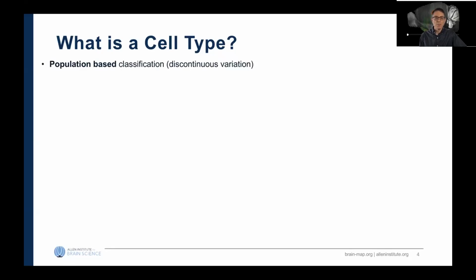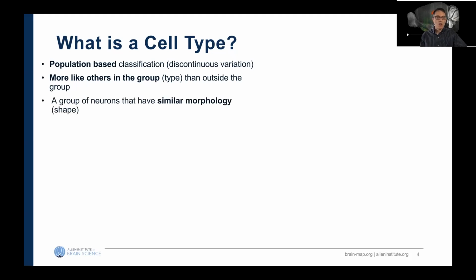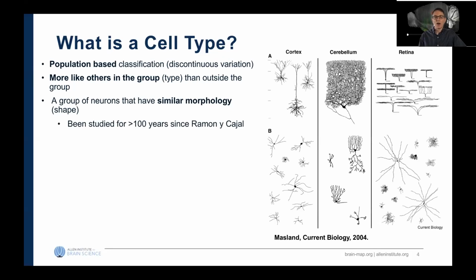So first of all, what is a cell type? A cell type is a population-based classification which is dependent upon some discontinuous variation within the population. Cells can be grouped based on their similar characteristics. So cells that are in a group are more like others within the group than they are outside the group. Neurons can be grouped based on their similar morphology or shape, and this is work that goes back more than 100 years to the time of Ramon y Cajal, who drew these beautiful pictures of neurons in the cortex, cerebellum, and retina. Cells can also be grouped based on their similar task or function, although in the complex tissue of the brain, this is often not immediately clear.